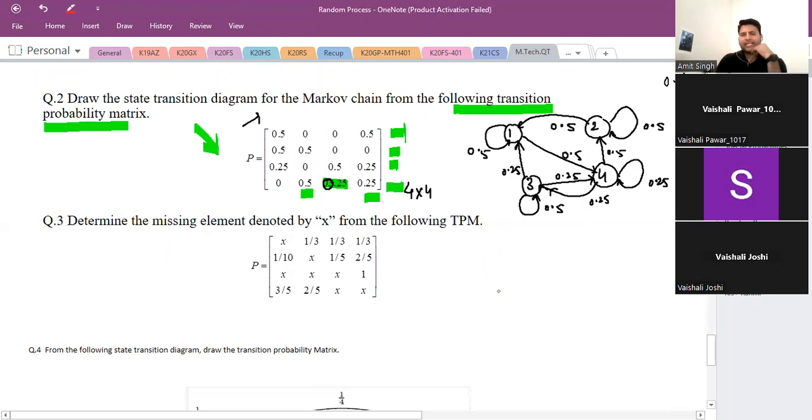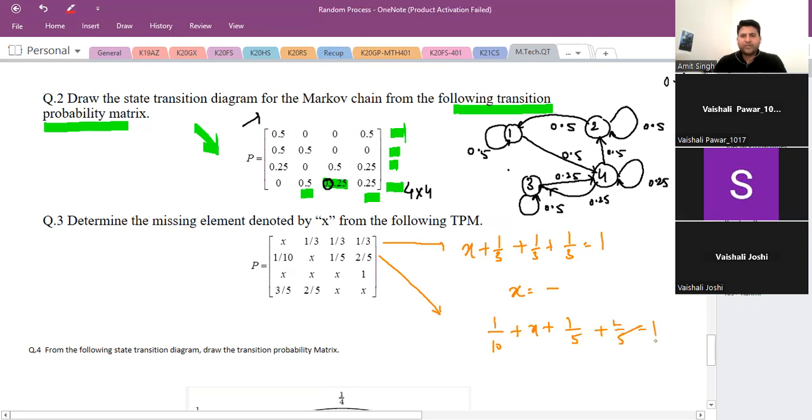Quite simple, as we have discussed, the sum of each row must be 1. For the first row, x plus 1/3 plus 1/3 plus 1/3 must be 1. We can find x from here. For the second row, 1/10 plus x plus 1/5 plus 2/5 equals 1. You can find x for the second row. In the same manner, for the third row, the sum is already 1, so these two must be 0. This is also 0.